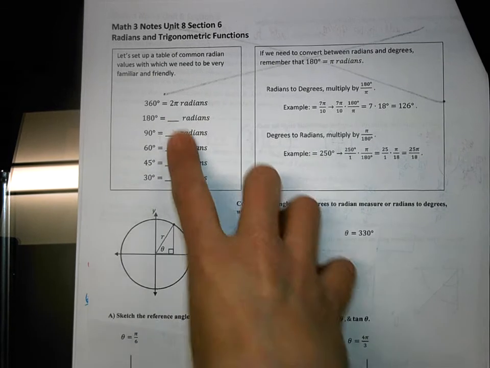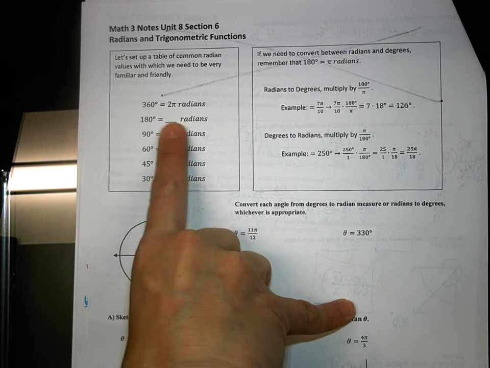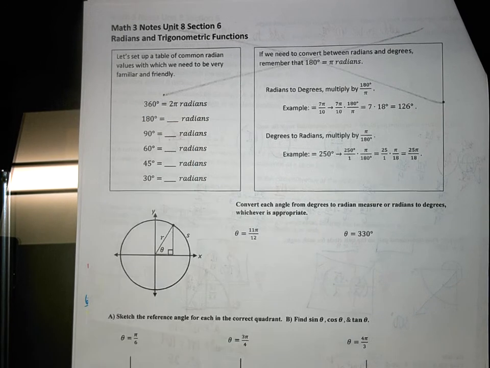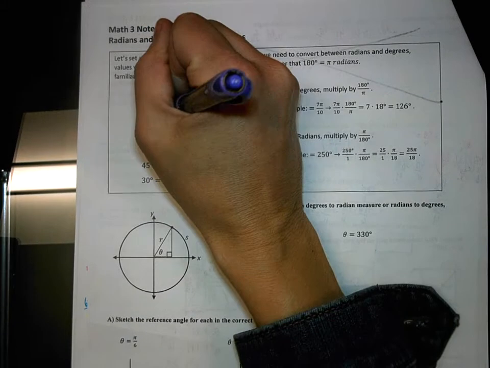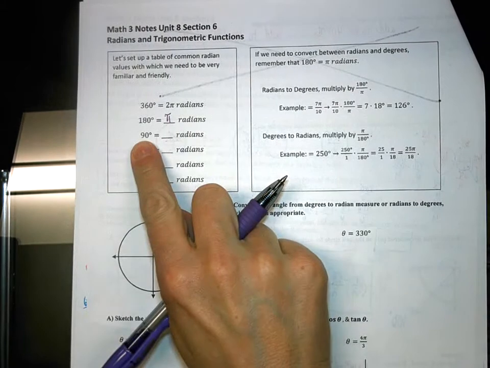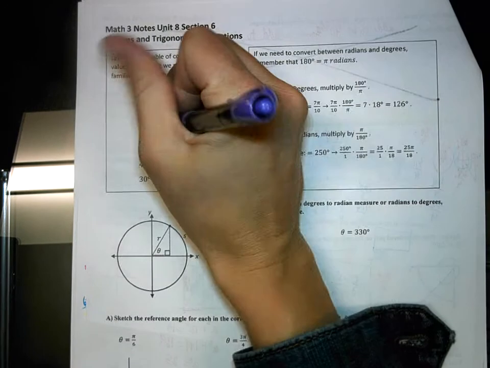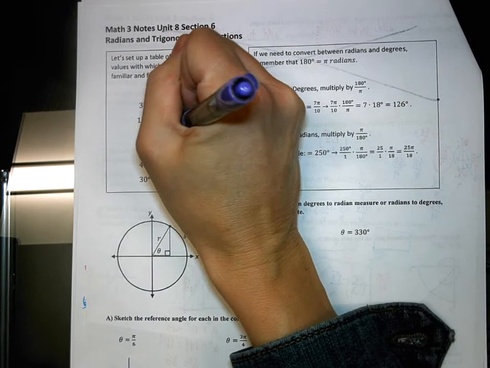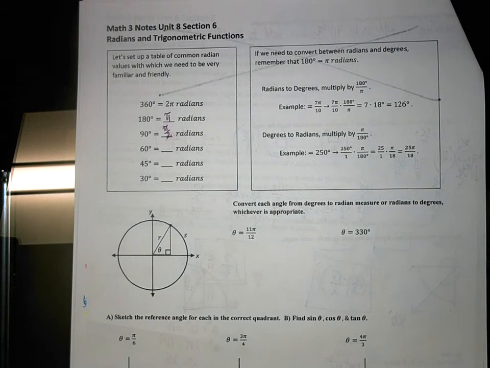If we were going to write this table here, we know that 360 degrees is the same as 2 pi, right? Do you guys remember that? Yes? Okay, and we know that 180 is how much? 1 pi, or just pi. Good. Very good. 90 is half of 180, right? Which is pi over 2. Do you remember what 60 degrees was?